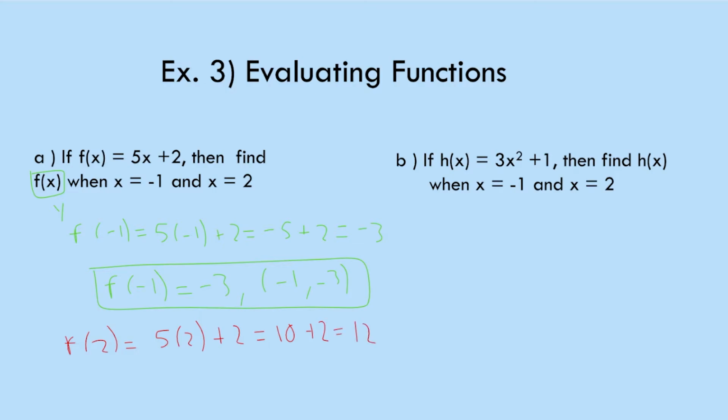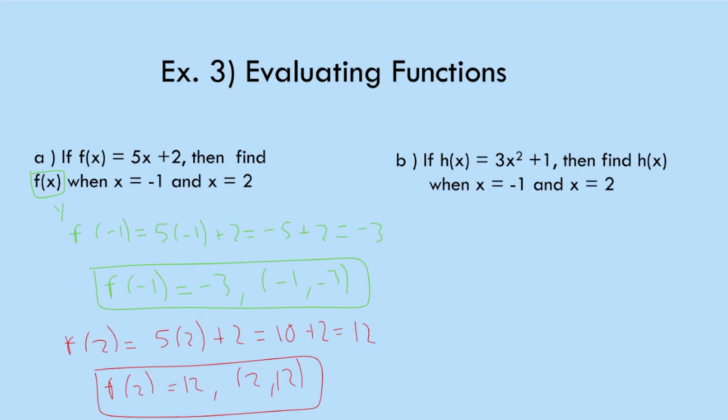So my answer is 12, but if I were to write it in function notation, it's going to be f of 2 is equal to 12. And if I wanted to write it as a coordinate, it's going to be 2, 12 in parentheses. These would be the different ways I can write my answer, as function notation or as a coordinate. Okay? Hopefully you got that right. If you did, awesome job.